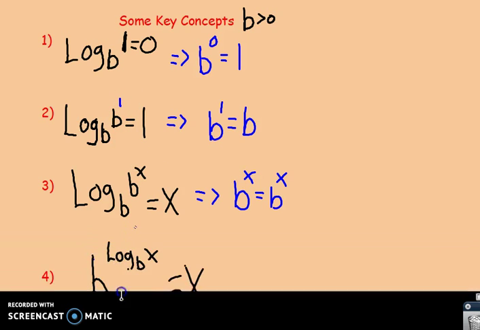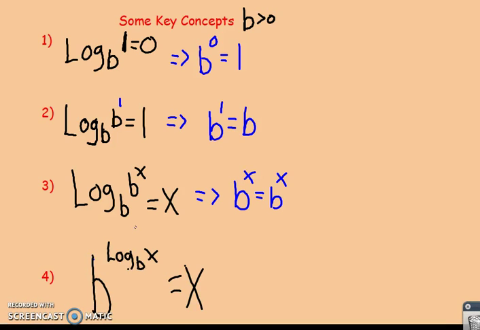And lastly, this is interesting: b to the log base b of x equals x. So that's pretty interesting. Taking the exponential of this, these two things cancel out, which is wonderful. The b and the log base b would cancel, leaving x equaling x.